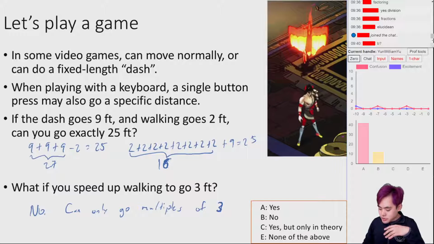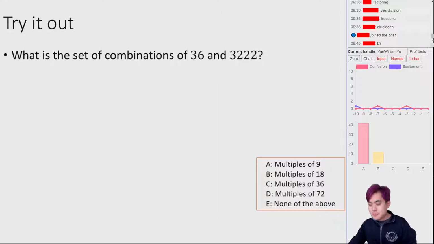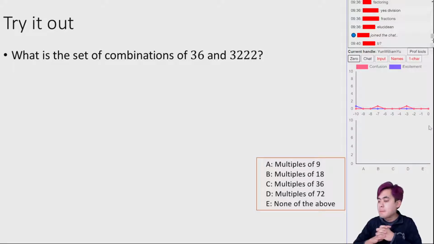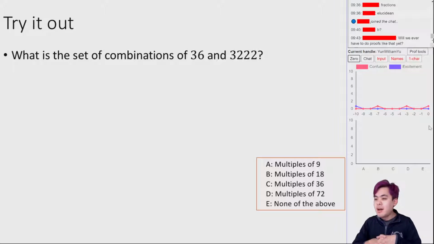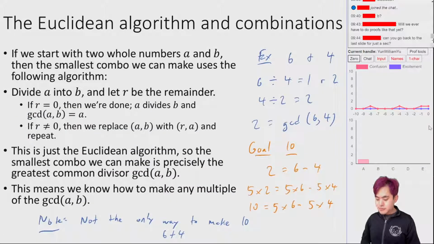Okay, so no questions. Let's have you try it out. What is the set of combinations of 36 and 3222? Will you ever have to do proofs like that? So I don't want to say you'll never have to do them, but certainly not yet. Can you go back to the last slide for a second? Yes.